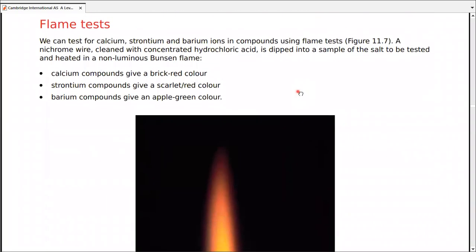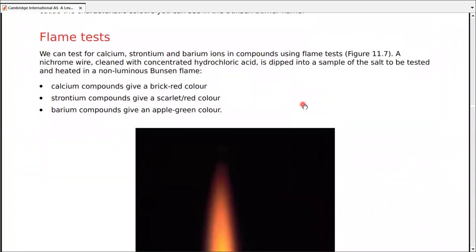For the flame test, I hope you remember well from IGCSE that calcium gives a brick red color, strontium gives scarlet or red color, and barium compounds give an apple green color. Now, how do we test those colors in a flame test? The flame test will be specific over here.